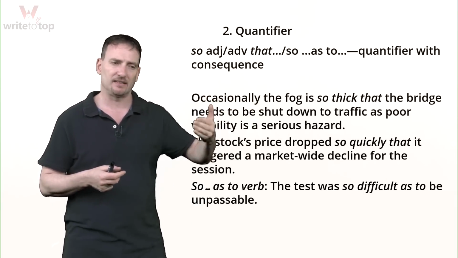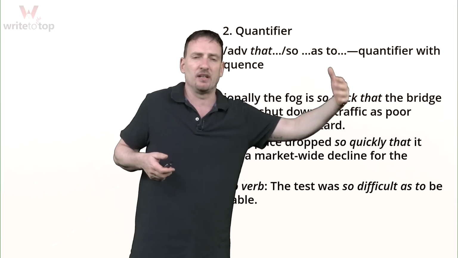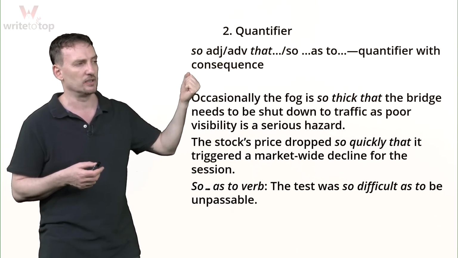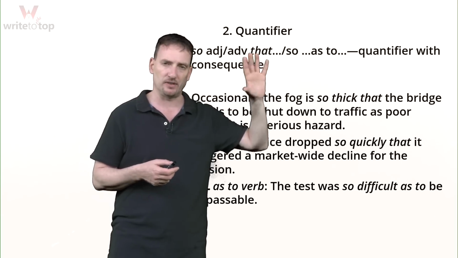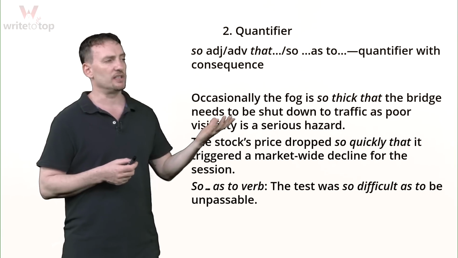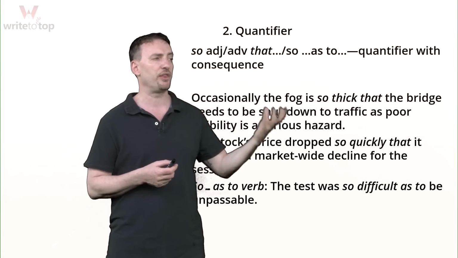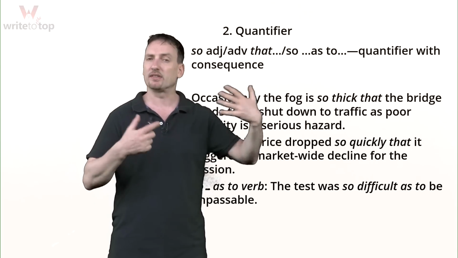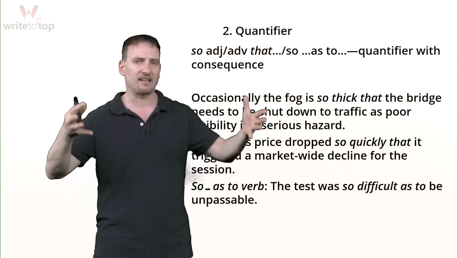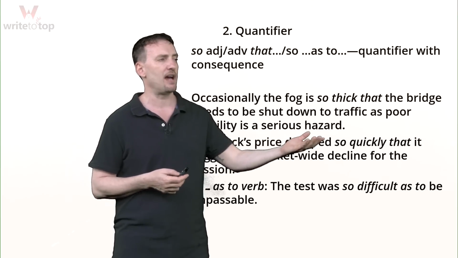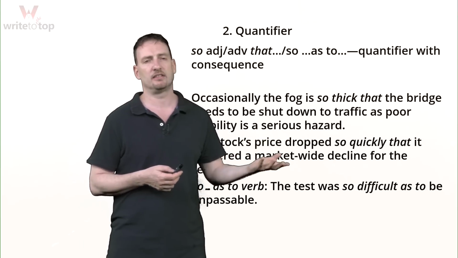Okay? That tells you that there's going to be something resulting from this. There's a consequence to this situation. And you can also use "so as to," and I'll show you that separately in a moment. So occasionally, the fog is so thick, there's so much fog that, so what's the consequence? And then you're using a that noun clause, essentially, that the bridge needs to be shut down to traffic as poor visibility is a serious hazard.